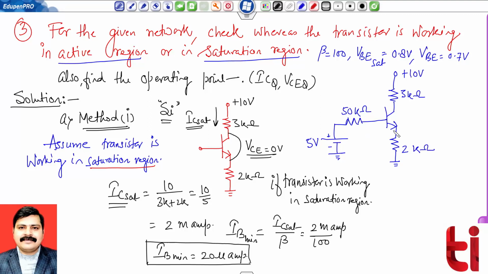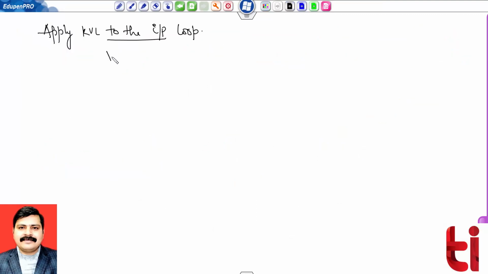Okay, so now for this input loop, apply KVL. So it is my VCC minus current IB into RB minus VBE, and I am writing VBE sat because we have assumed that we are dealing in a saturation region, minus IE into RE equals to 0.